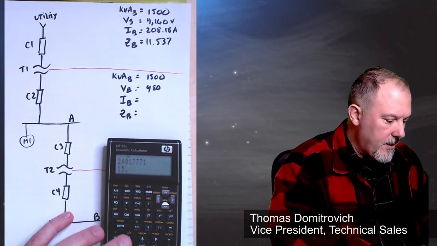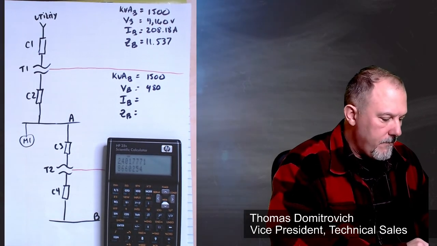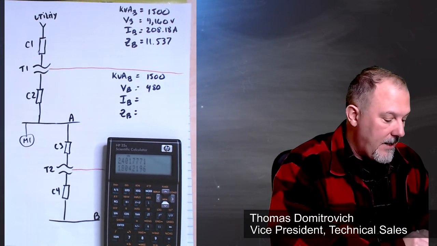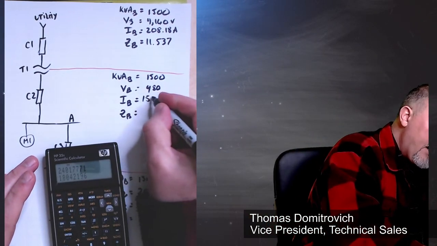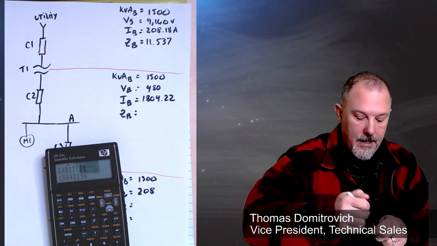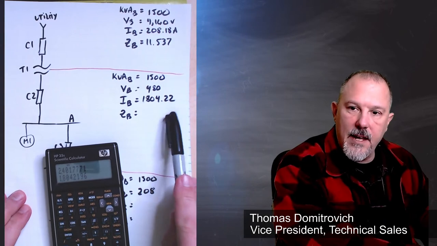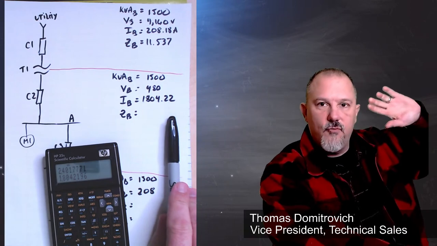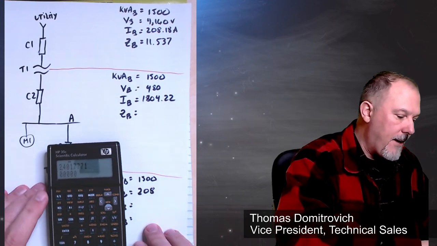All right, so 1,500, 3 square root divide, 0.48, not 480, but 0.48 divide, 1804.22. Now, I will say, when we compare our numbers with SKM, the decimal points that we take this out to will impact our accuracy. SKM is going to be taking it out to whatever decimal point. So we're going to have an error just based on that.